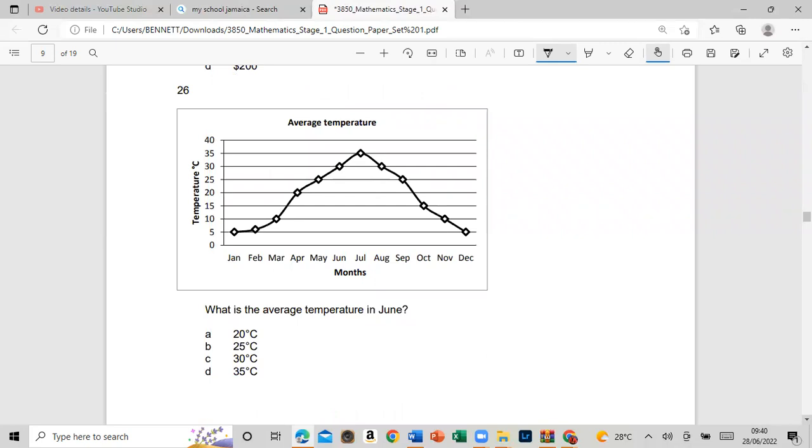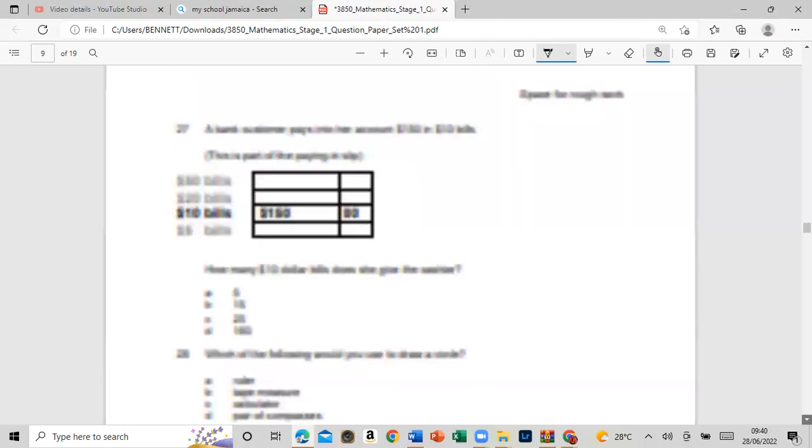What is the average temperature in June? All right, so this shows the average temperature. So this is June. Let's go up and see. So that is 30 degrees. Hot. All right, let's move on to 27.